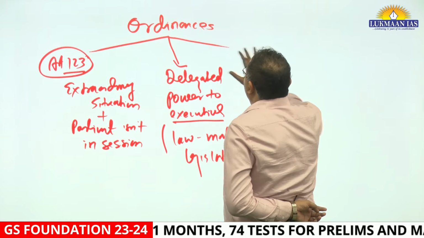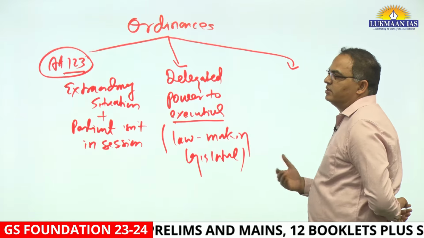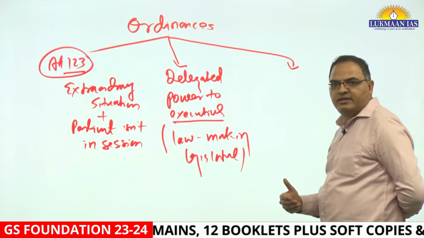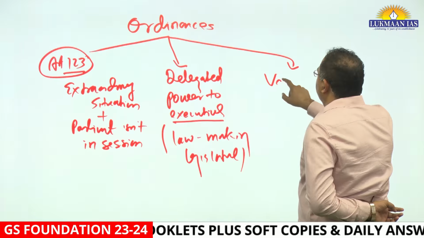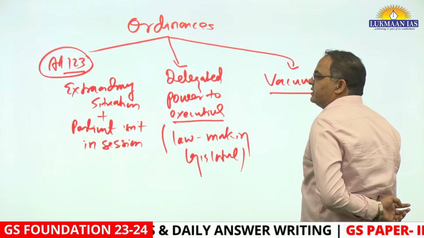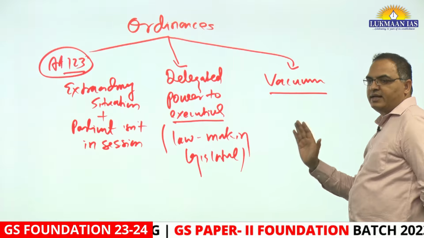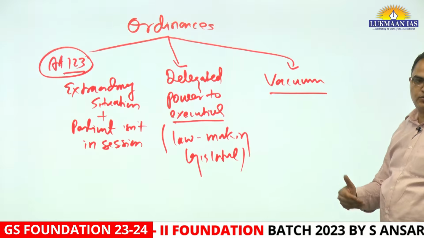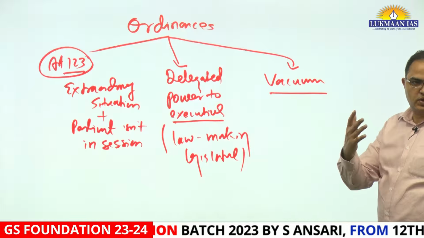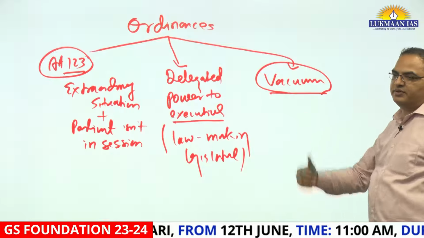So the executive can deal against any such situation, in general any such vacuum, let's say. Since sessions have gaps, in that gap there can be an extraordinary situation where you need to make a law. So you will deal against this. That is how the framers of the constitution designed it.